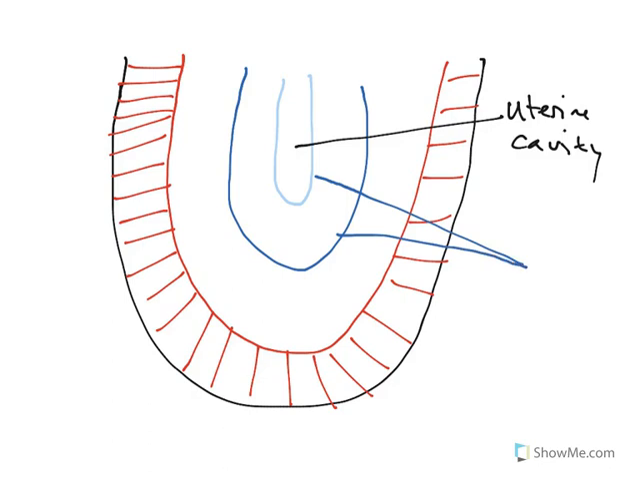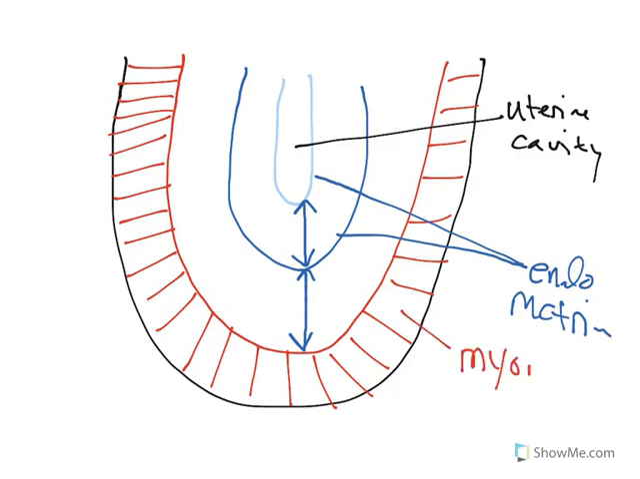So all of this stuff here and all this stuff here is our endometrium. This area here is the myometrium. This is what causes the contractions. And then out here is the serosa, the peritoneal layer of it, called the perimetrium.